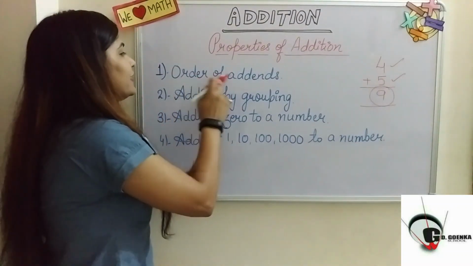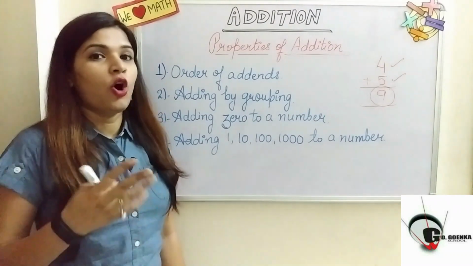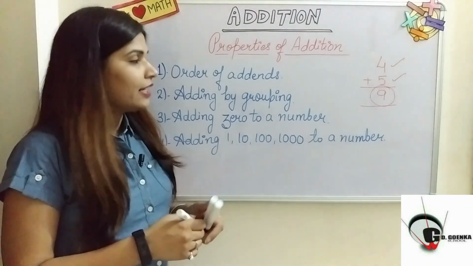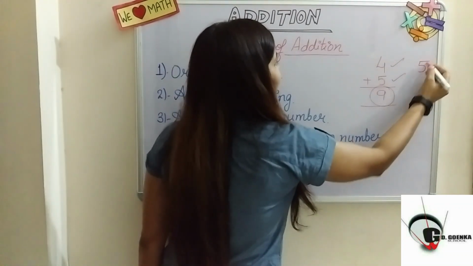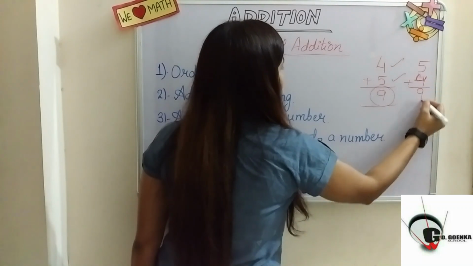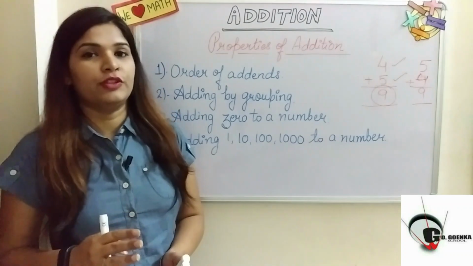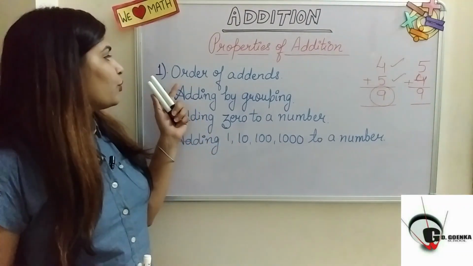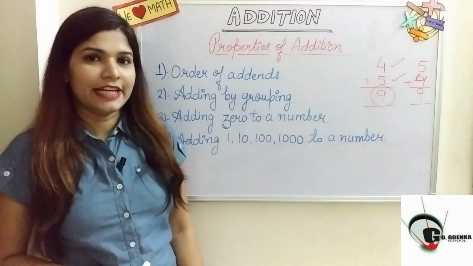So what does this property say? This property says that regardless of the order of the addends, we will get the same sum. Like if I add 4 plus 5, we will get 9, or if I add 5 plus 4, that is also equal to 9. So here you can see that we can change the order of the addends, or the numbers which we are going to add. That is known as the order of addends, which is also known as the commutative property of addition.